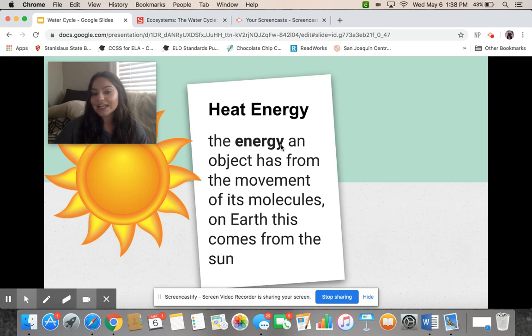Heat energy. The energy an object has from the movement of its molecules. On Earth, this heat energy comes from the sun. So for the water cycle, the heat energy that is warming up this water and making it evaporate is the heat energy that is coming from the sun.